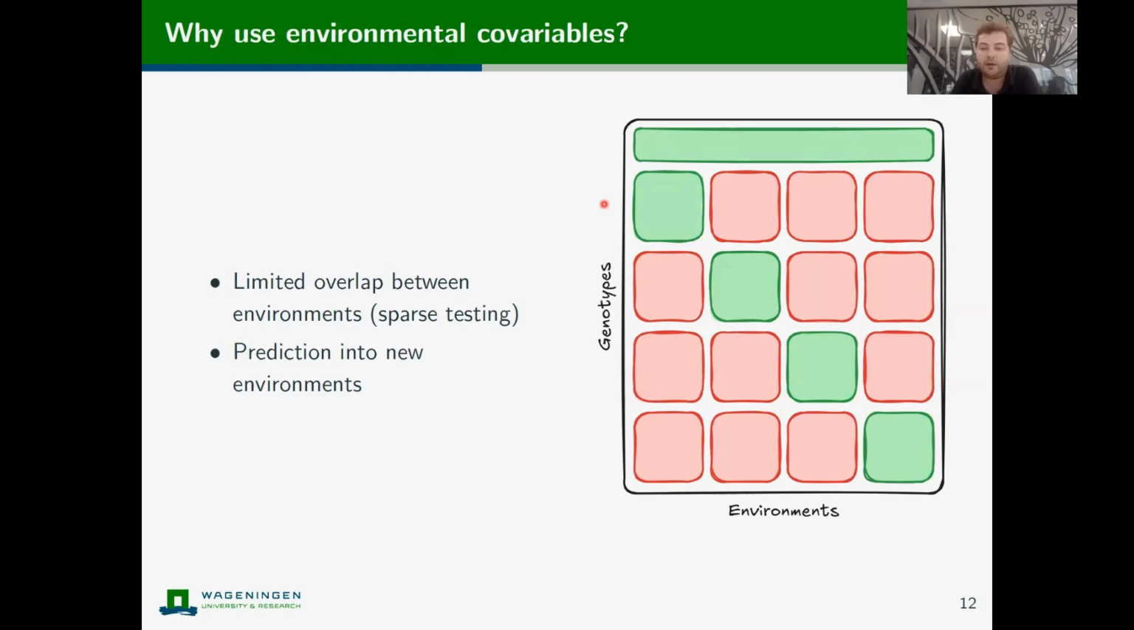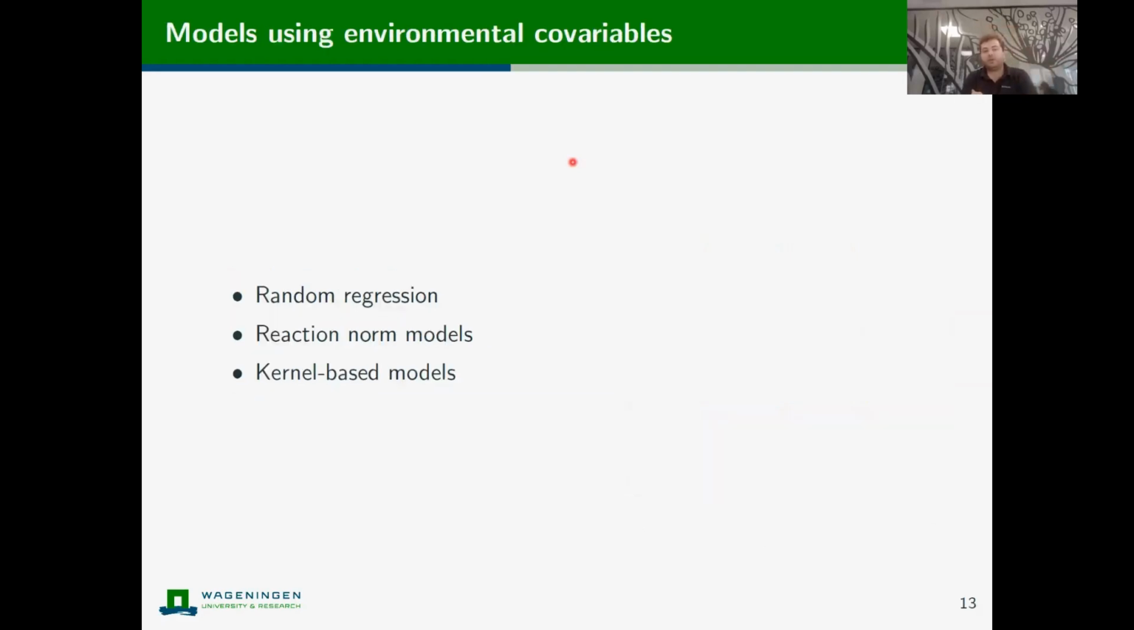I think that happens quite a lot when you have data sets of multiple years, where the population changes between years, or perhaps just trials within a year as well. And of course, it also means that you can test quite a lot of genotypes in quite a lot of environments without needing to evaluate the full number of plots in the field. So yes, we want to use environmental covariables for that.